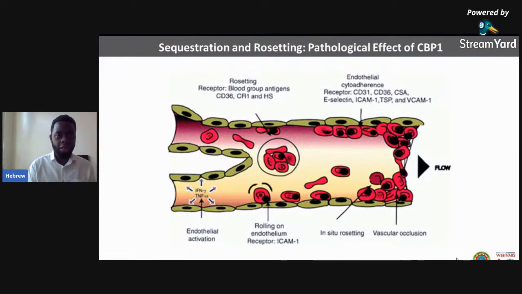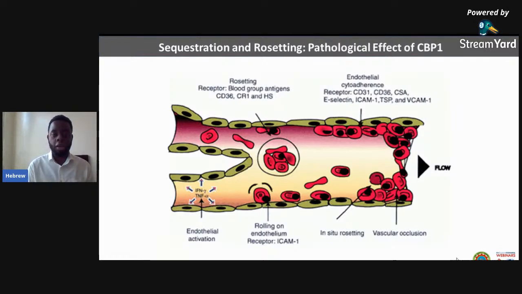As I've stated, sequestration and rosetting are the scientific names given to these events. Sequestration being the fact that the infected red blood cell will now bind to the endothelial space and cause blockage as seen in the image, and rosetting meaning that the infected red blood cells themselves can bind to each other, and so that will eventually clog the microvasculature.